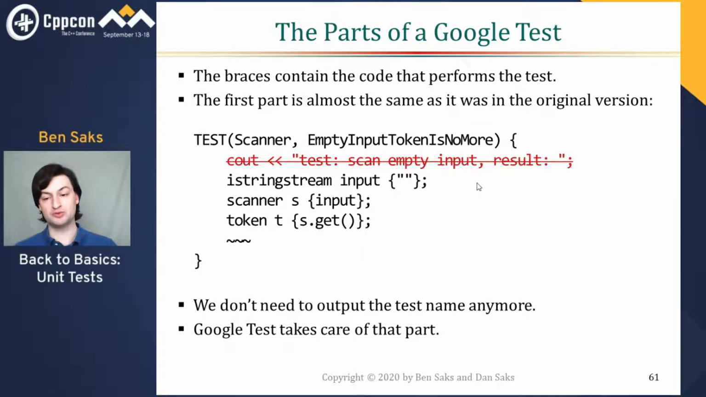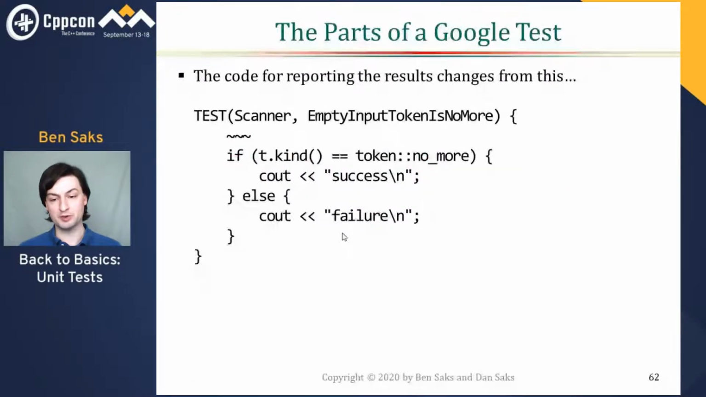The code for running the test goes inside the curly braces, and the first part of it looks pretty similar to the way the code looked in the original version. The only difference is we don't have to write out the name of the test itself, because Google Test will take care of that for us. But otherwise, we're still setting up an istringstream that represents our empty input, passing that to a scanner, using that scanner to read a token. The part for reporting output looks fairly different.